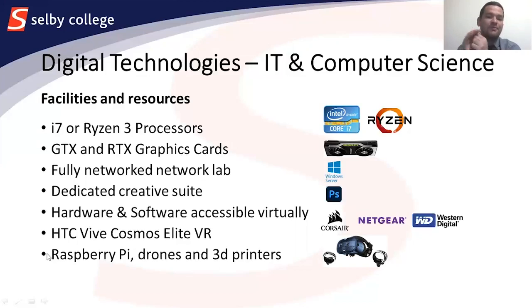But they are the top end, and we don't need anything like that because of the levels of things that we're doing. We have a range of GTX and RTX graphics cards, along with some of the AMD equivalents as well. And again, the fully networked Cisco lab, which I've mentioned multiple times now, we'll have a look at in a moment as well. Dedicated creative suites where we can do Photoshop, Illustrator, 3D modeling, where we've got fairly heavy duty machines that have got decent RAM and the higher end graphics cards in there so that they can render things quite nicely, quickly.